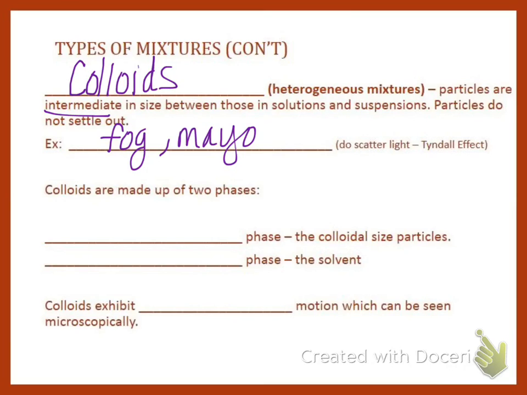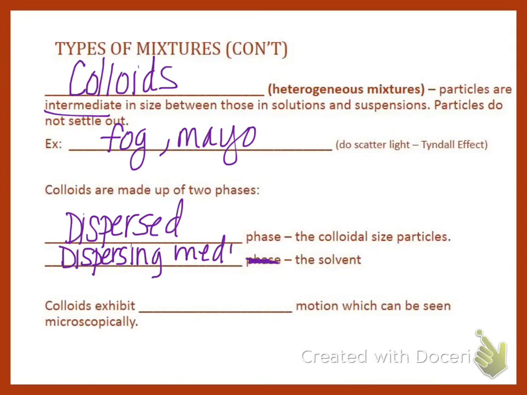Colloids have 2 phases. They are made up of the dispersed phase, which is the colloid-sized particles, and then the second one is, this is actually supposed to be dispersing medium, and it's basically what the particles are dispersed in, dispersing medium, not phase. So make that change in your notes, which is basically like the solvent component. Colloids exhibit something called Brownian motion that you can actually see when you look under a microscope.